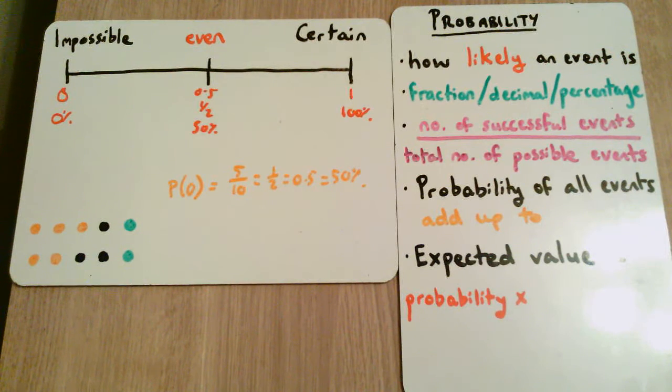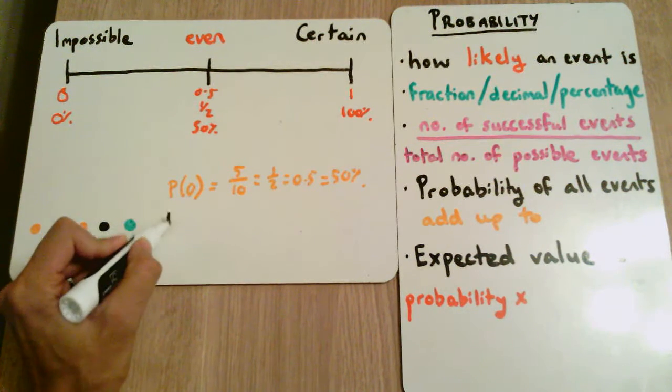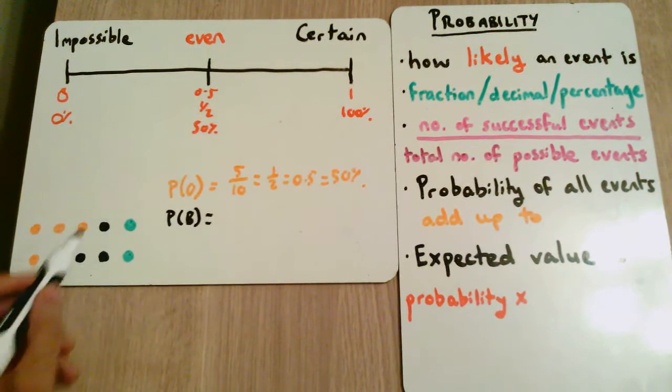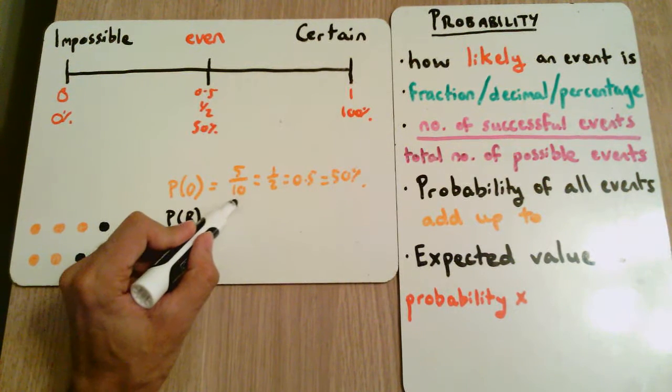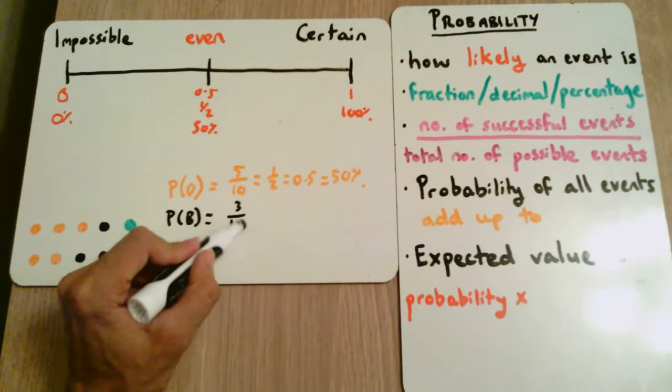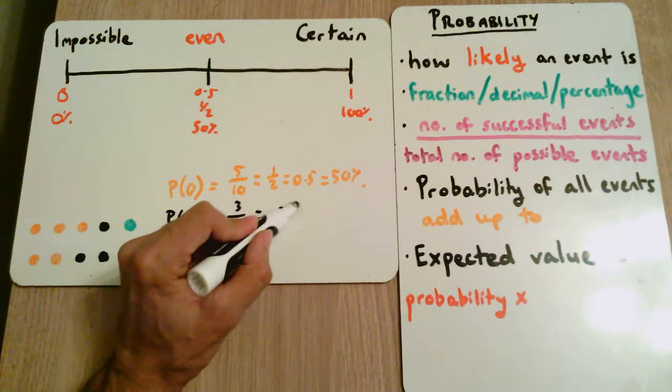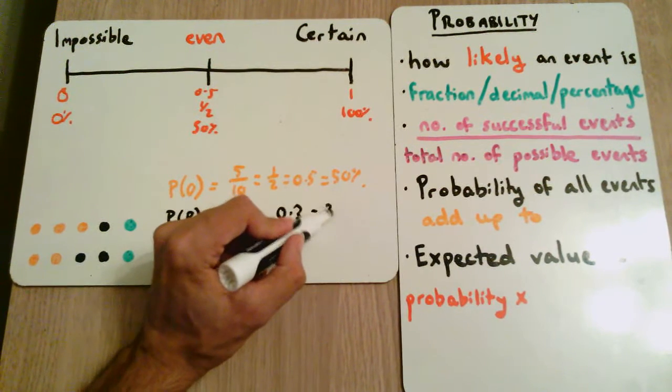Then if we look at the probability of getting a black, well, this would be P brackets B for black. There are 3 successful events out of 10 possible events, which gives you a value of 0.3 or 30%.